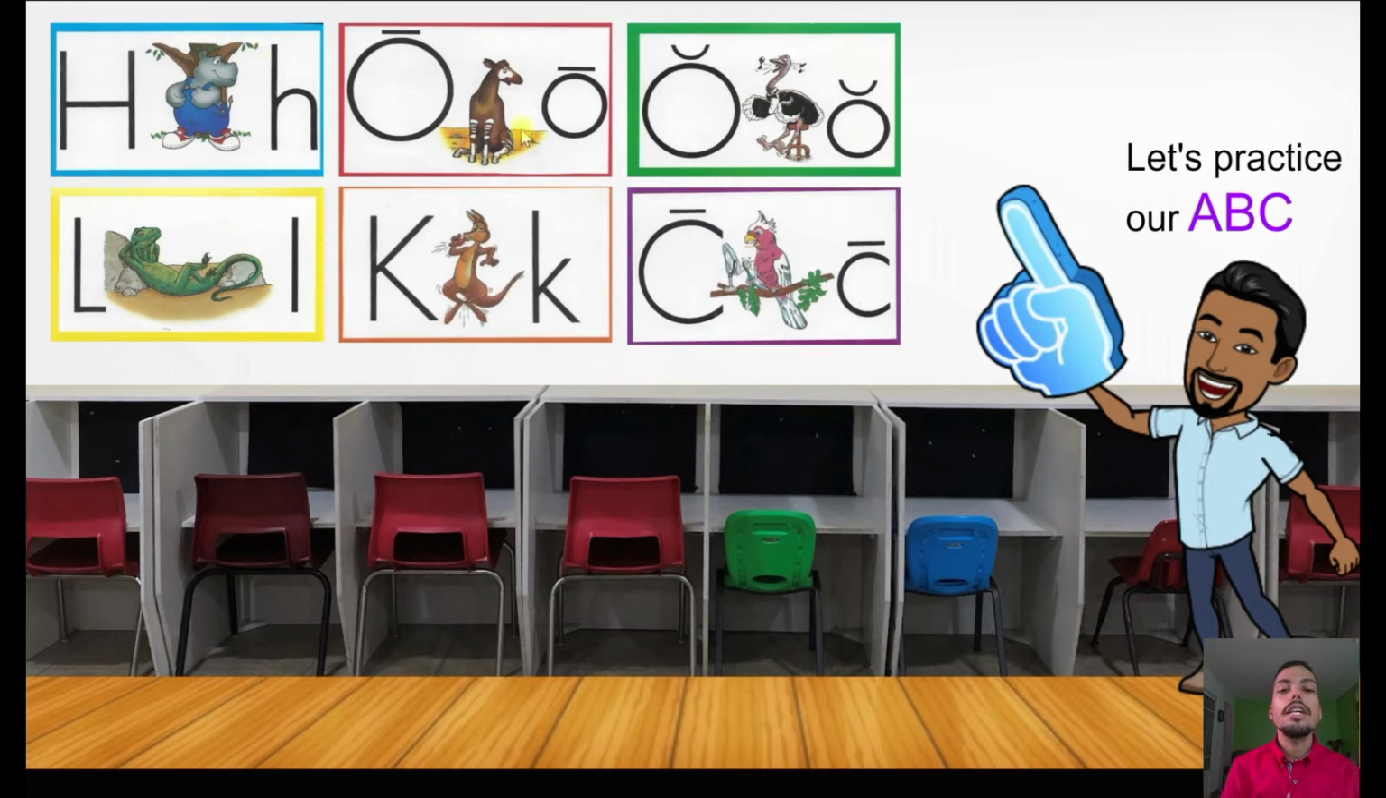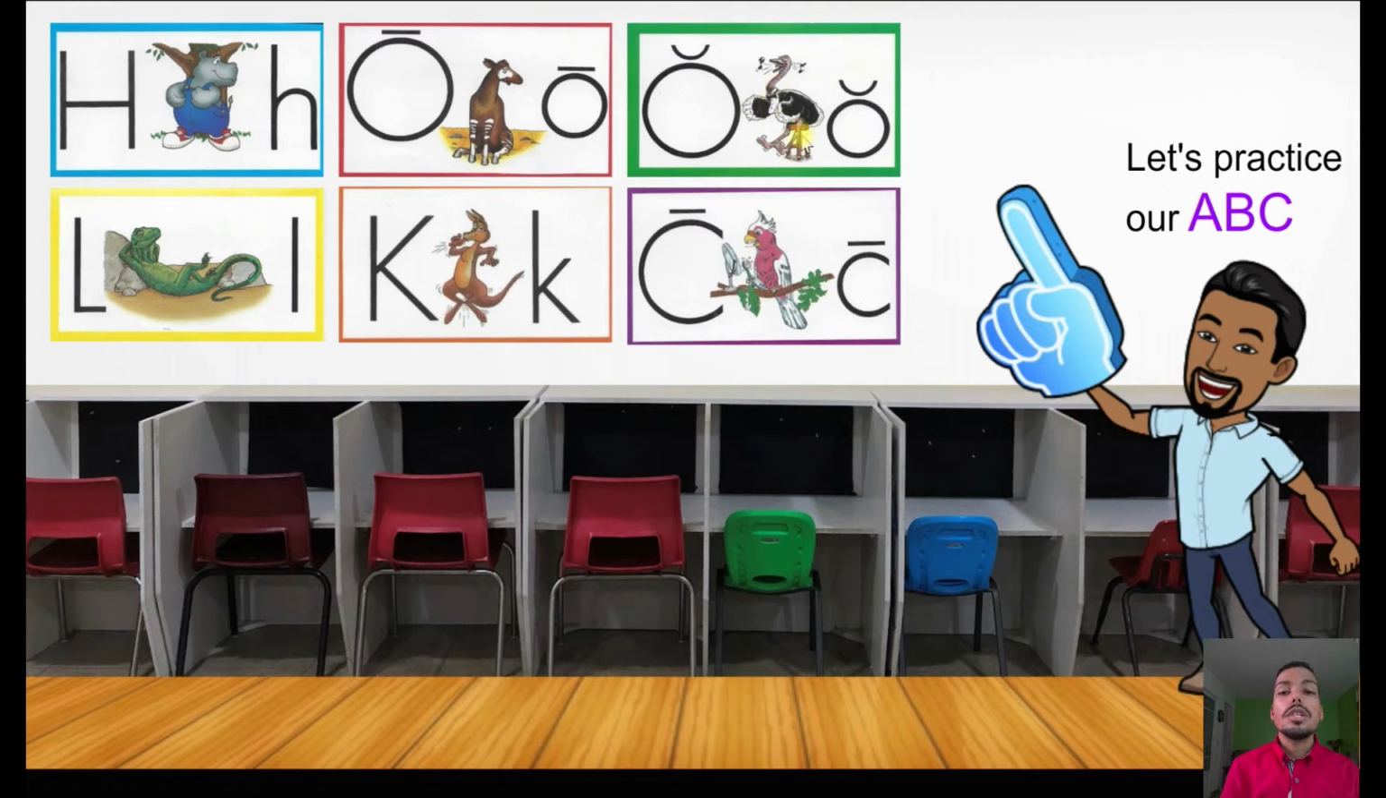Okay, the next friend here, its name is Okapi. Okapi has a letter that sounds O. O. When you see the letter O with the line on top, it's going to sound O. Very good. The next friend here, its name is Ostrich.